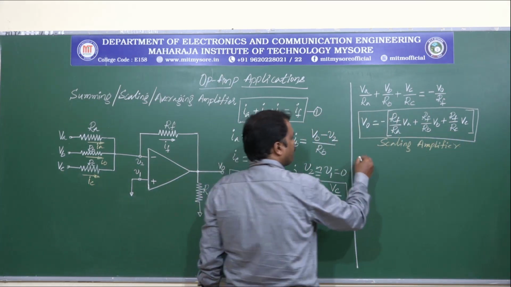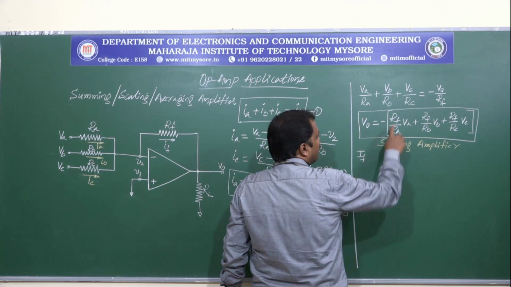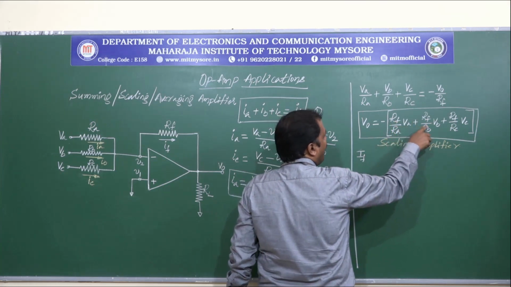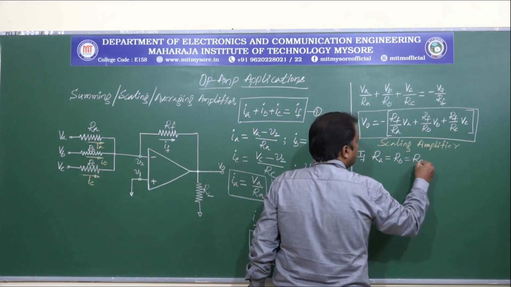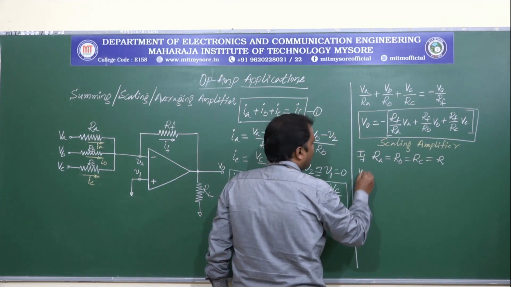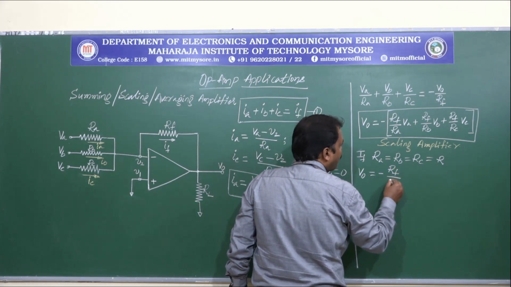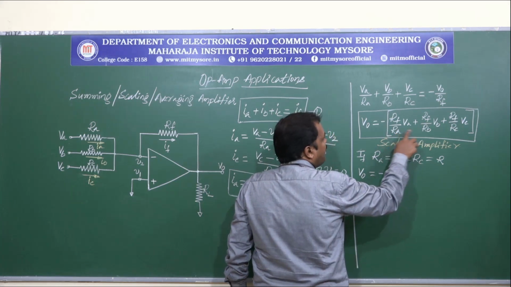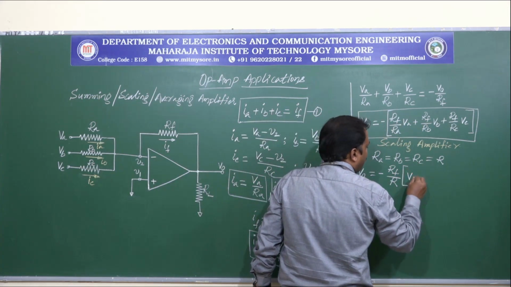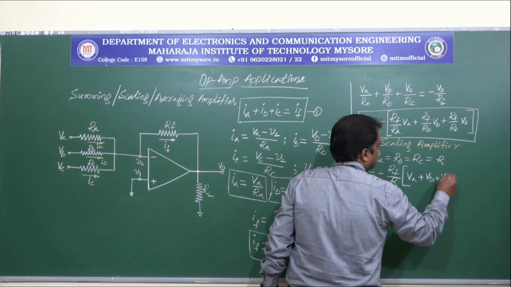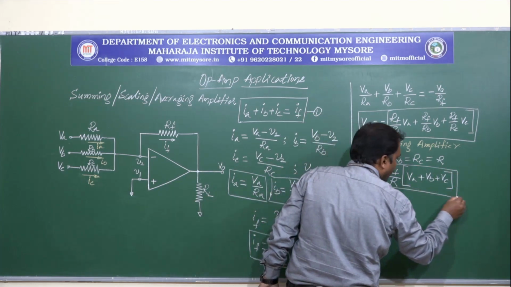Now in this equation, for the values we have for RF, RA, RB, RC, if I consider RA equal to RB equal to RC equal to R, then V0 can be written as minus RF by R, because RA, RB, RC is equal to R, we can take these values common out and make this as this. So this is another function we have for the same circuit.